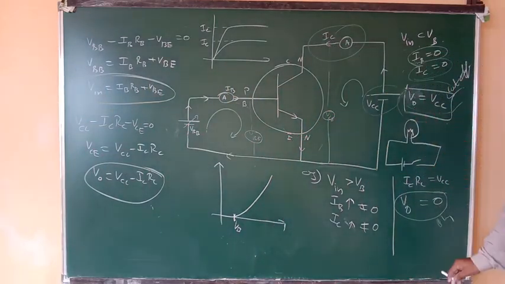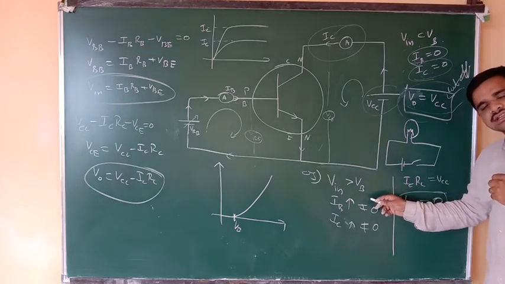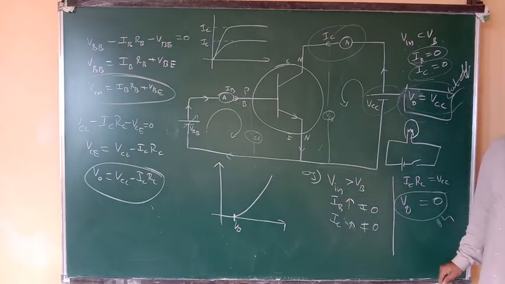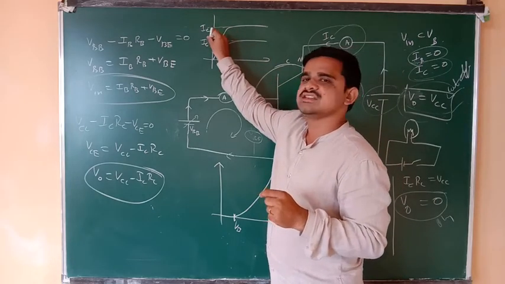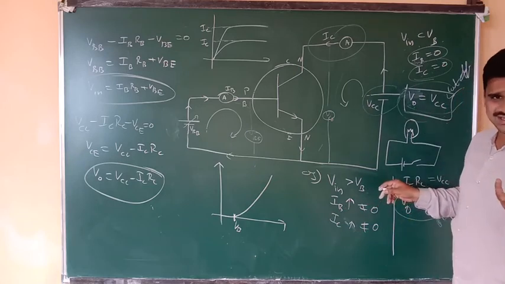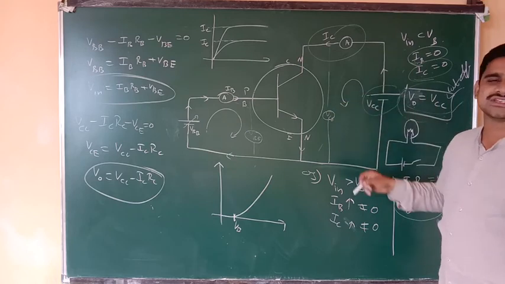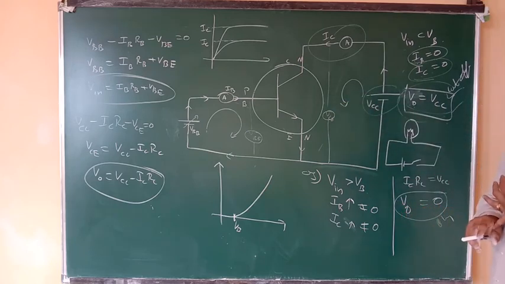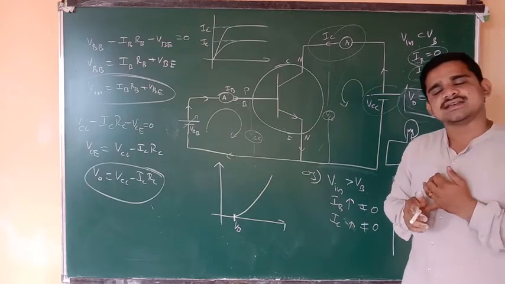And next, when the input voltage is greater than the barrier potential, there is a current flow in the input, and this current causes some output current, and the current increases until the maximum saturation current is reached. When the saturation current is reached, there is no change in the current. When there is no change in the current, the total potential will be dropped here. It is called the on state, right? So we can take this as a transistor as a switch.